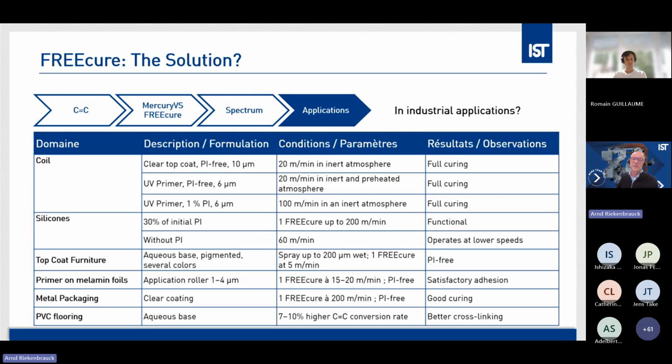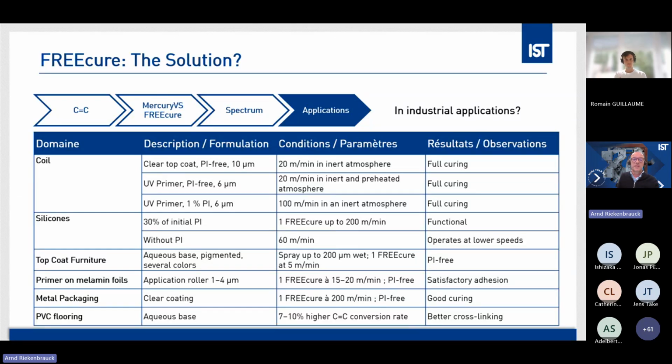So in industrial applications, we had a couple of different experiences. First in coil coating, a clear top coat, completely PI-free, 10 microns thick, 20 meter per minute in inert atmosphere, full curing without any initiator. Then primers have been cured, same speed, full curing, inert and a little bit preheated with 1% PI, much less than usual. They run close to 100 meter in inert atmosphere with full curing.